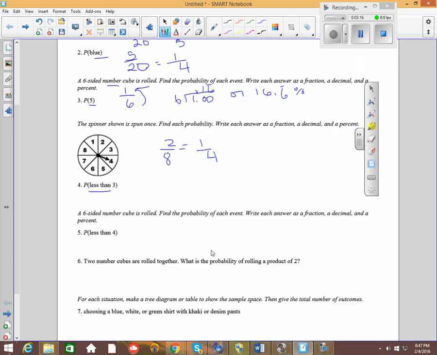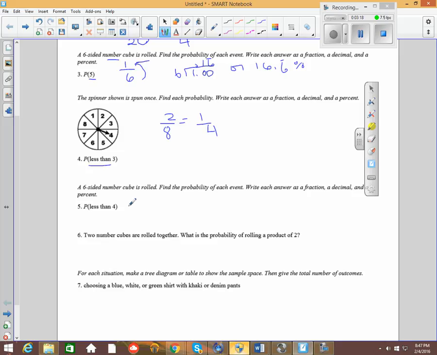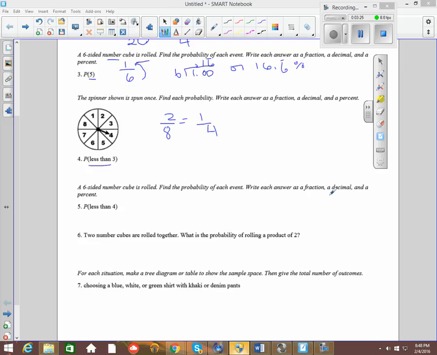Next, we have the probability here. A 6-sided cube is rolled. This time you have to write it as a fraction, decimal, or percent. So if it's 6-sided, and the answer would be less than 4, it would be 3 over 6, and that reduces to 1/2. Now you can change your 1/2 to a decimal and percent. We know 1/2 is 50%, and as a decimal is 0.5.